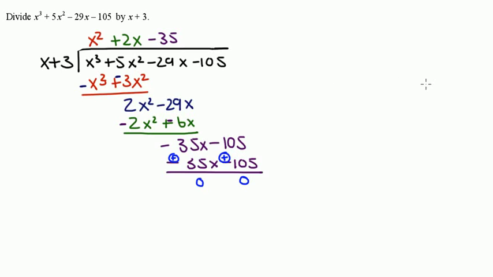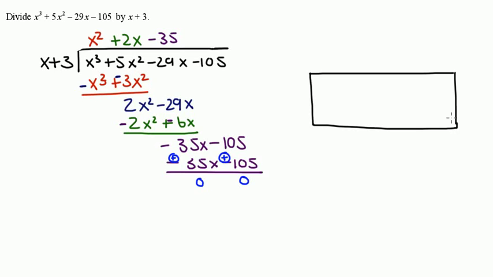So the other method that I'm going to show is the array model. Again, we've talked about it before. We can use it for factorizing. We can use it for long division. So this time, because I have x cubed as the highest power, I'm going to have 3 columns and 2 rows. As before, I put in my first term, so x cubed, and I put in my last term, minus 105. I'm dividing x plus 3, so x and 3 is going at the side.